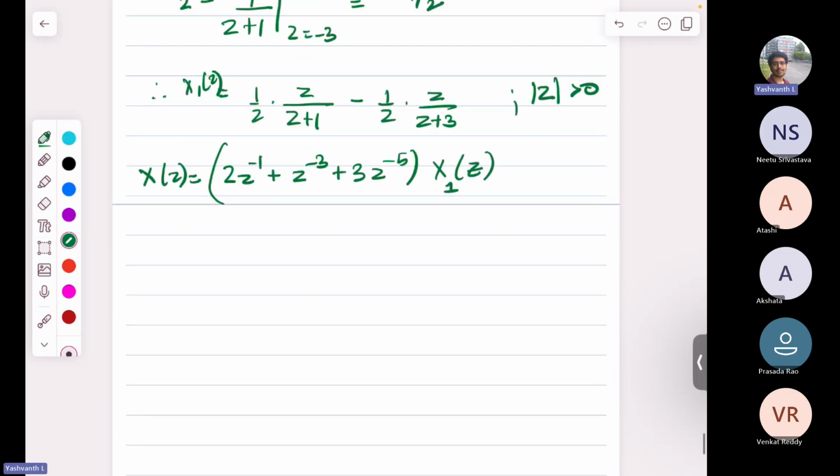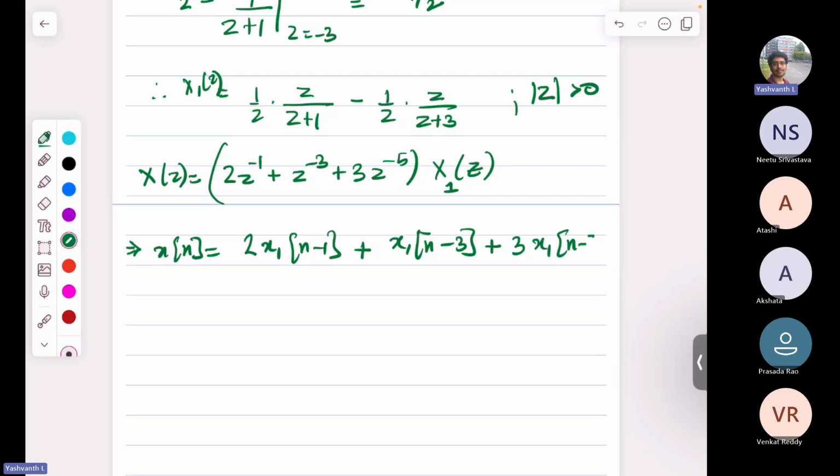Now, can I write this as x of n equals 2 x1 of n minus 1 plus x1 of n minus 3 plus 3 into x1 of n minus 5? Can anyone tell me if it's okay? Yes, this is the exact trick that I'm applying. Therefore, taking the inverse z transform, I get this.